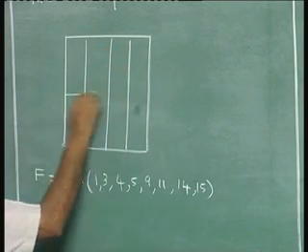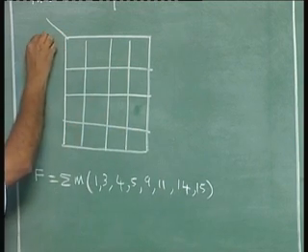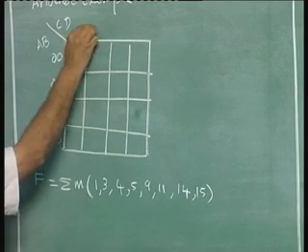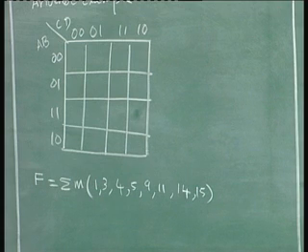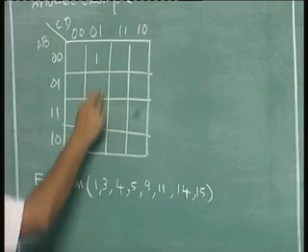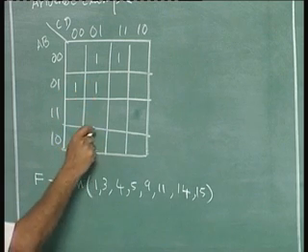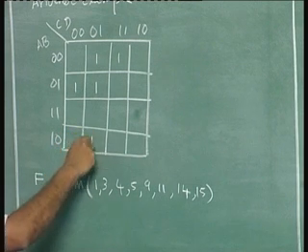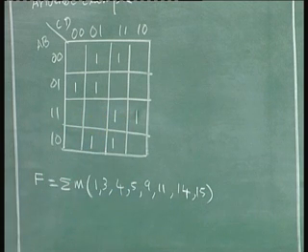This is the map for F. I can use any variable. I'll call them A, B, C, D. So the minterms for which the output is 1 are 1, which is this, 3, which is this, 4, 5, 8, 9, 10, 11, 12, 13, 14, 15. This is the distribution.